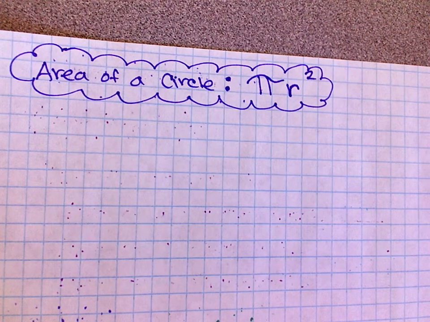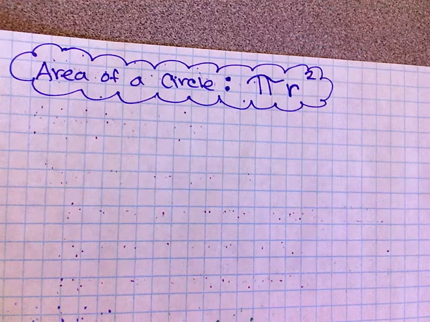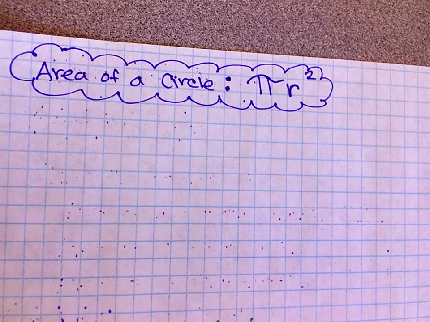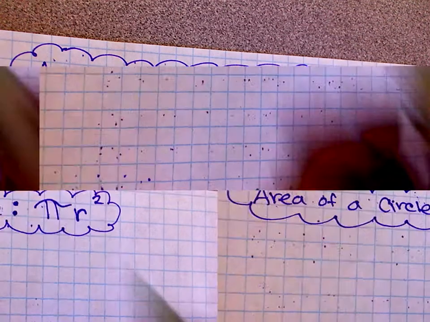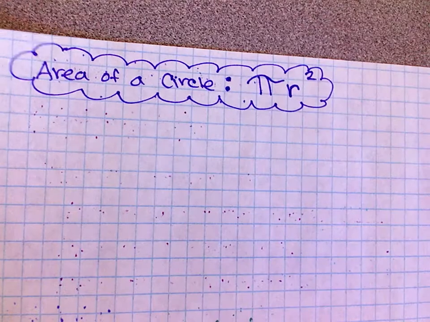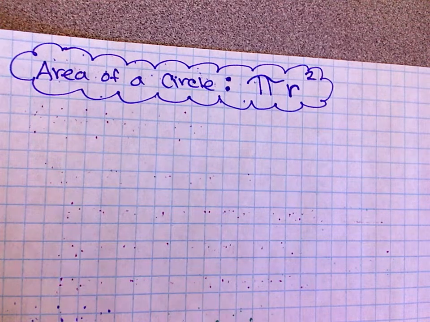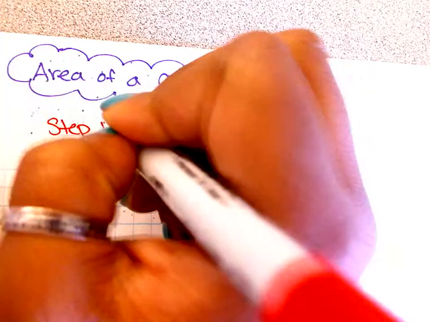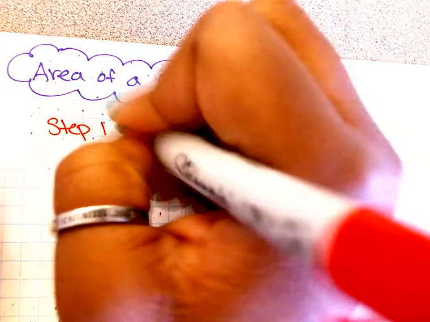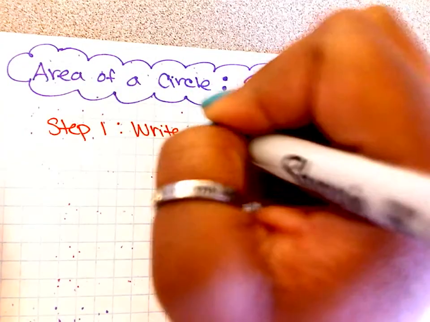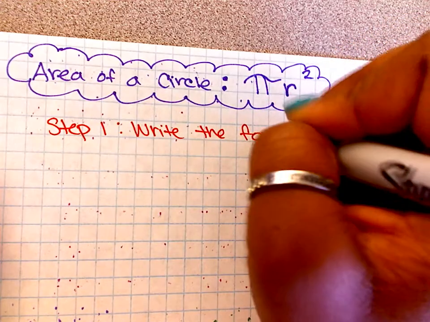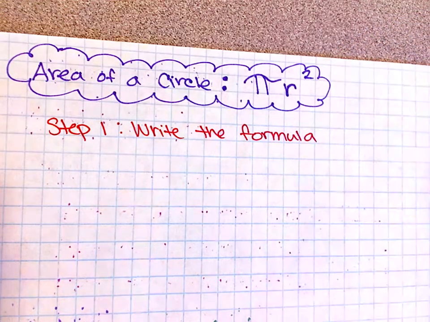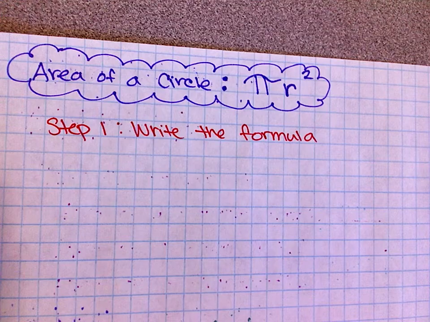Tell the person next to you, how do you find the area of a circle? Perfect, pi r squared. So let me give you the steps to solving these problems. Step 1. You're going to write the formula. And the formula is? Pi r squared. Awesome, Maverick.